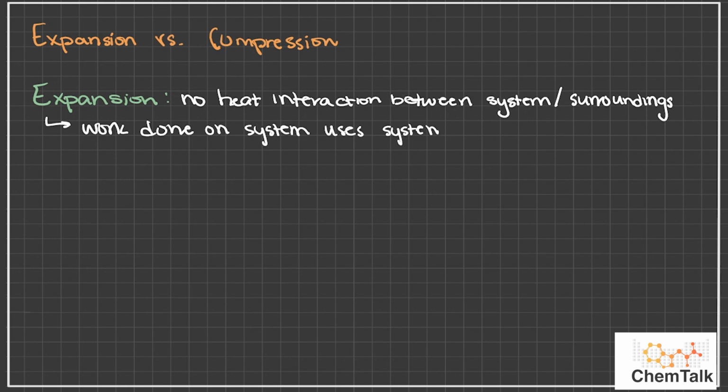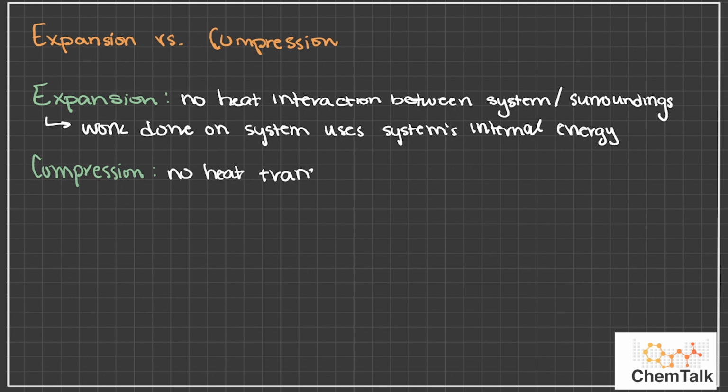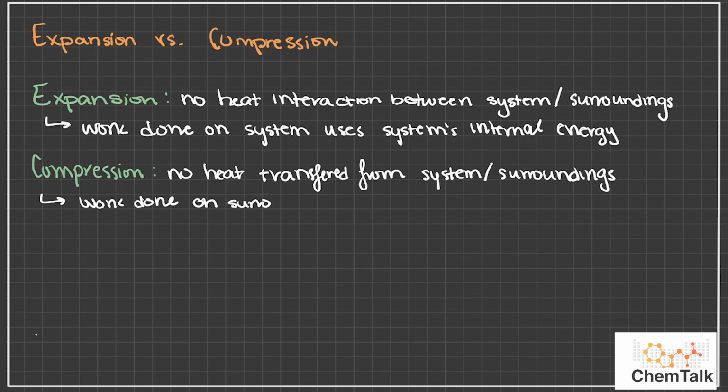So when expansion is occurring, our system is doing the work in order to increase the volume and decrease our pressure. During compression, the work is done on the surroundings by increasing the internal energy of the surroundings. So this means heat is applied to our surroundings, and that is how compression is occurring inside of the system.